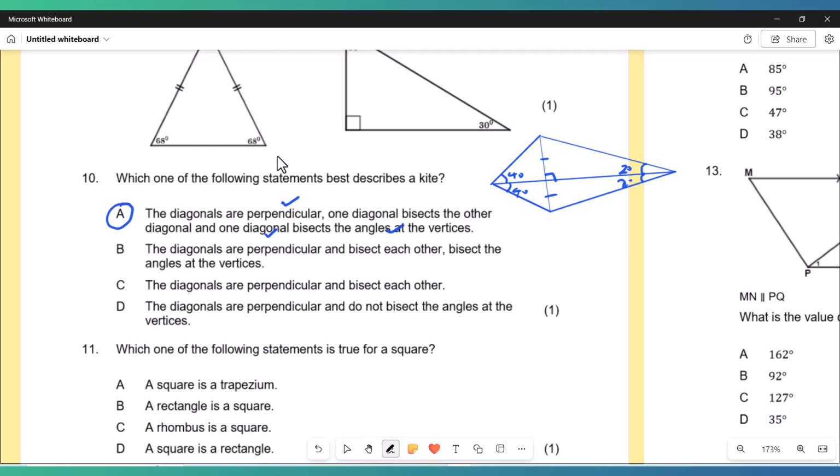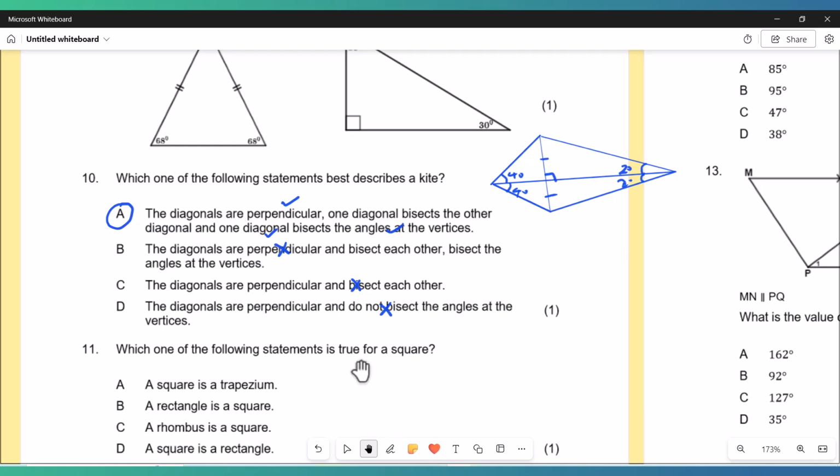Because if they say diagonals are perpendicular and bisect each other, this one does not bisect this one. Okay, that's not correct, because not all of them do so. If they say diagonals are perpendicular and do not bisect, that's not correct because one of them bisects the other. So the answer is A.